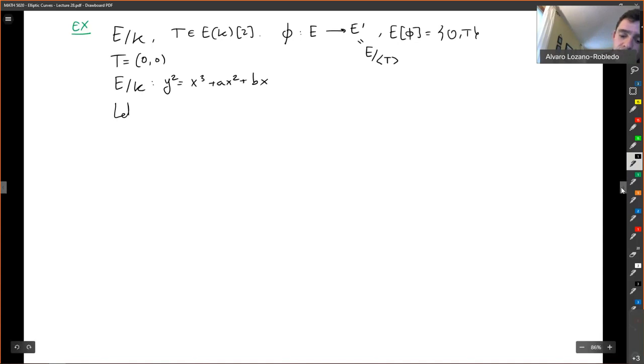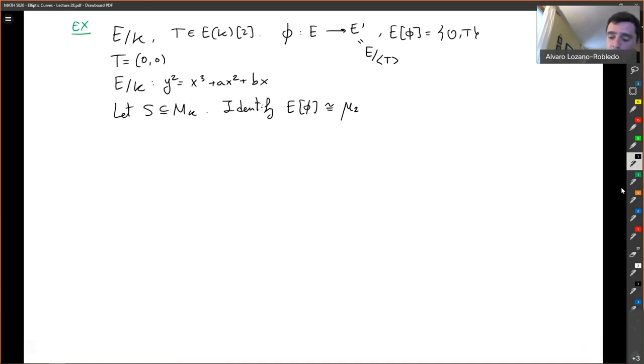Now, let S be in M_K as usual, okay? And then we identify E[phi], which is a subgroup of order 2, with mu_2 as G_K-modules. Then we know from Hilbert's 90 that H^1 of G_K with E[phi], which is, remember, one of the pieces in the first short exact sequence we deduce out of the long exact sequence, is, from Hilbert's 90, K cross modulo K cross squared.